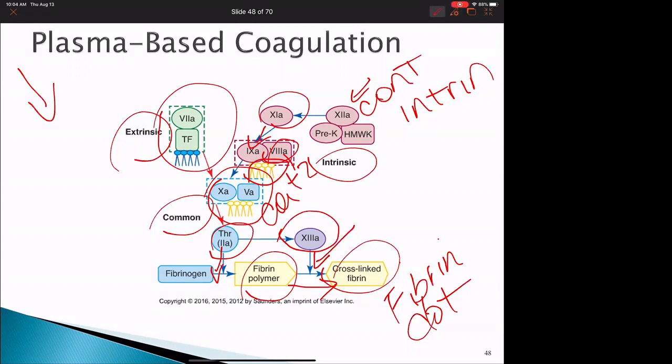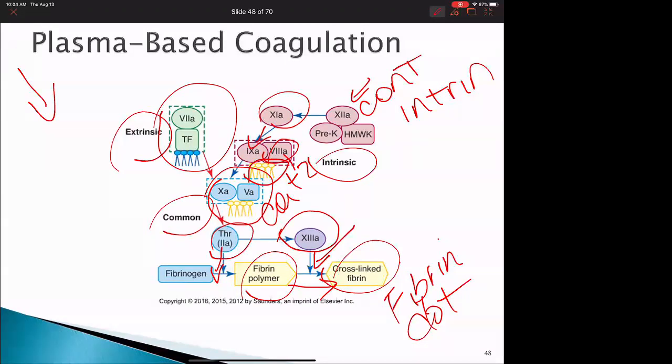And then this complex directly activates factor 10, which then will come together with factor 5, which then will activate prothrombin to thrombin, all right? Thrombin will then cleave fibrinogen to fibrin and form the fibrin clot.